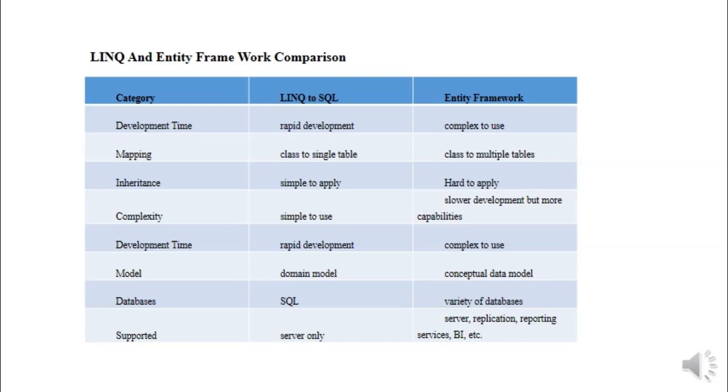LINQ to SQL simplifies mapping with a one-to-one relationship between classes and tables. Entity Framework supports more intricate scenarios, allowing a class to map to multiple tables, offering flexibility for complex database structures. LINQ to SQL easily implements inheritance, making it straightforward to represent hierarchies in the database. But there are some challenges in applying inheritance, especially in more complex scenarios.